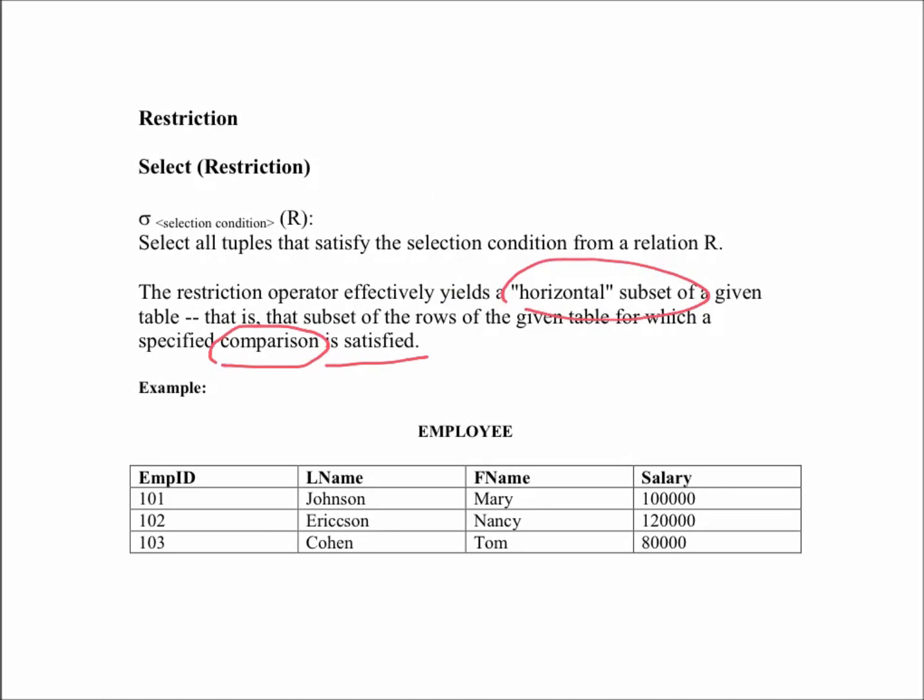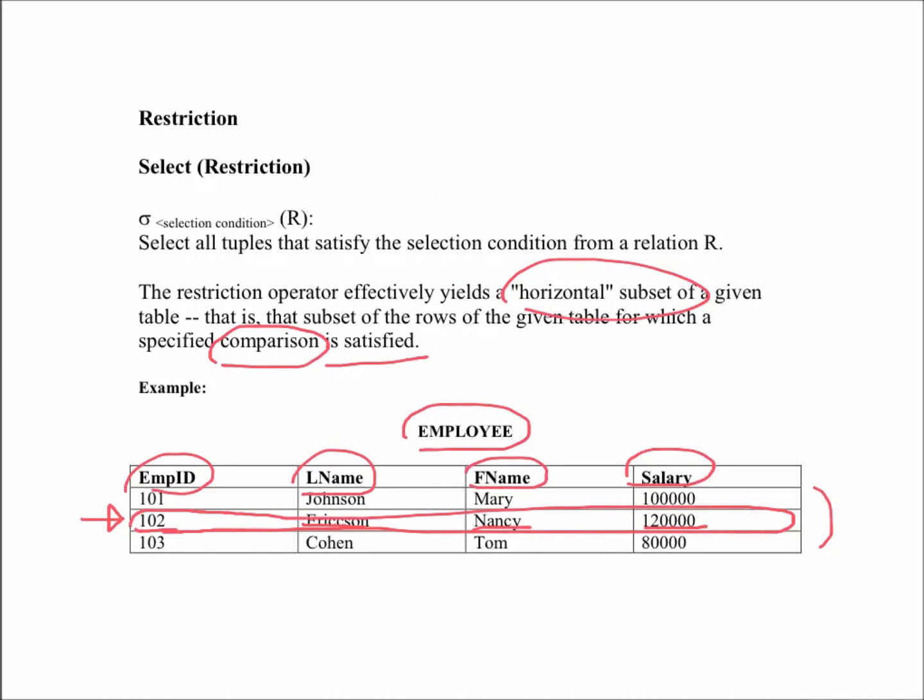So for example, here we have an employee table having employee ID, last name, first name, and the salary as its columns. Instead of showing all the rows, we can say I would like to see employee 102's information. For example, like this: 102 Erickson, Nancy, and 120,000. In that case, we take only this much horizontal subset from this table.